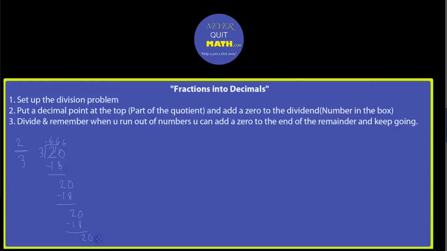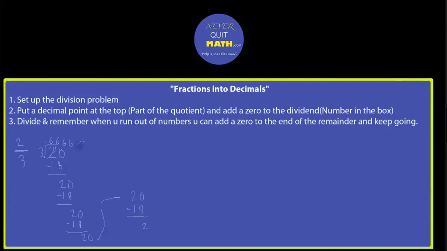Why that 0? Because I'm allowed to bring it down. So, I'm going to take that 20 one more time. And how many times does 3 go into it? Let's do one last 6, right? 6 times 3 is 18. And 20 minus 18 is equal to 2. So it's 0.6666. And that will continue going on and on and on and on.